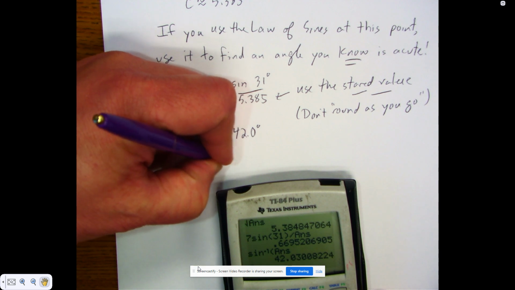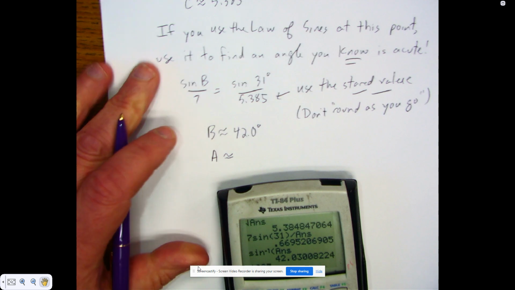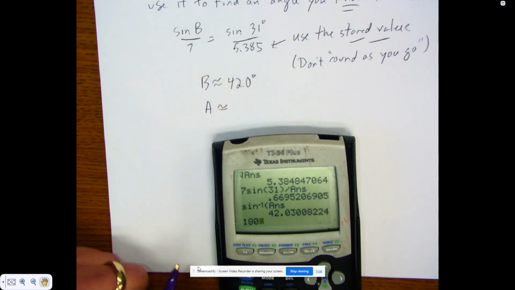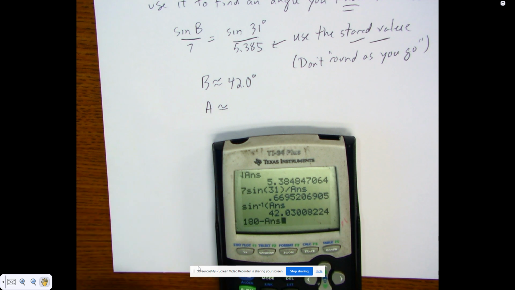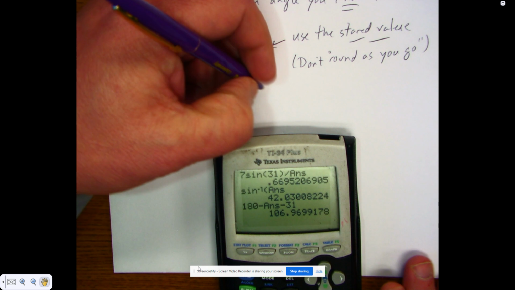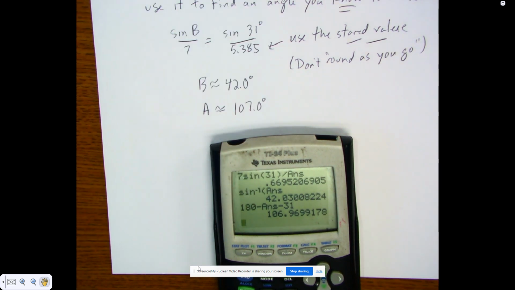And so angle A is 180 minus the number we just found, minus 31. And so that's 107.0 degrees. I want you to notice that one was obtuse.